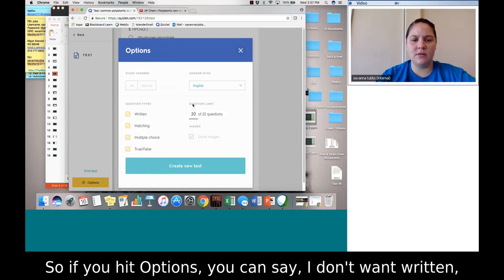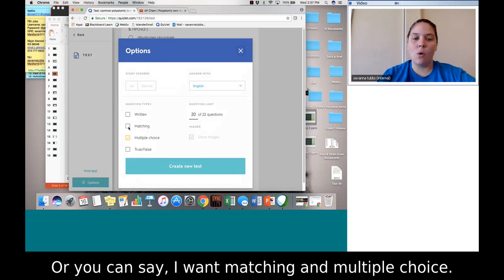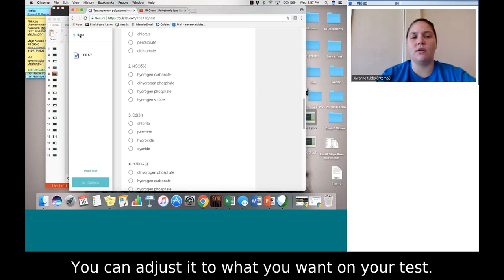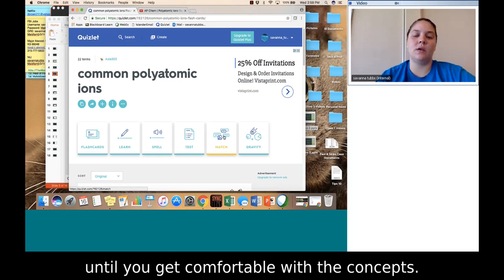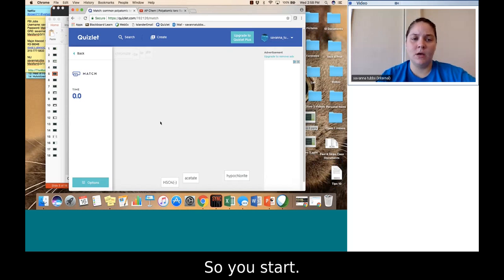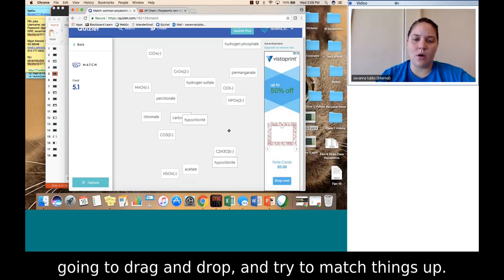If you hit options, you can say, I don't want written, or I don't want matching, I don't want true and false, I just want multiple choice, or you can say, I want matching and multiple choice. You can adjust it to what you want on your test. And you just keep doing it over and over again until you get comfortable with the concept. There's also matching. You start, it will time you, and you drag and drop and try to match things up. Does that make sense?